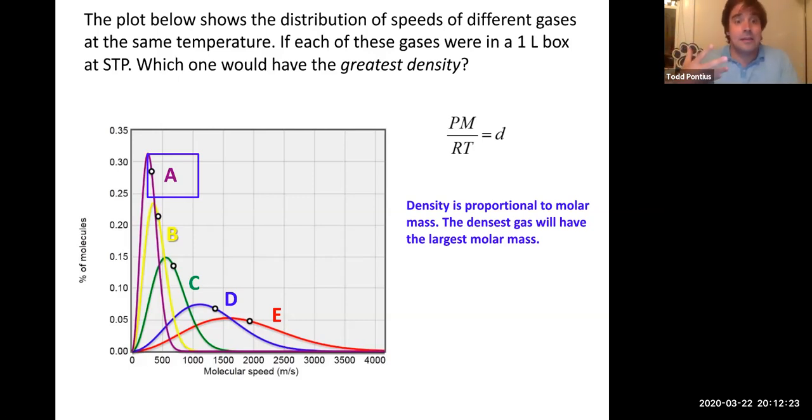So gas A is the slowest here. It's got the slowest general distribution of speeds. You can use the root mean square speed to help quantify that. And since it is the slowest gas, it has the greatest mass. And since density is related to the molar mass, remember, the greater the mass, the slower the gas. Choice A for the win.